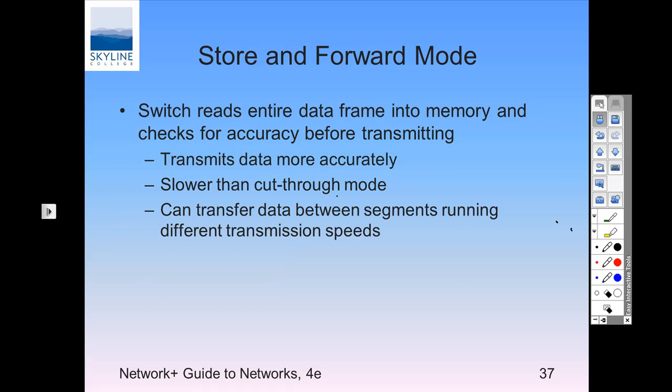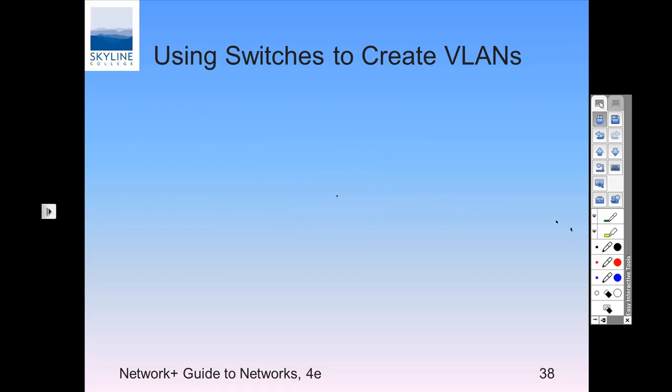Store and forward reads the entire data frame before it sends it on. It can do the frame check sequence, so it can check to see if the frame has been damaged. It's slower than cut-through because everything has to get there before it is resent. The other one is collision. We detect collisions. We read 64 bytes of data before we do those.